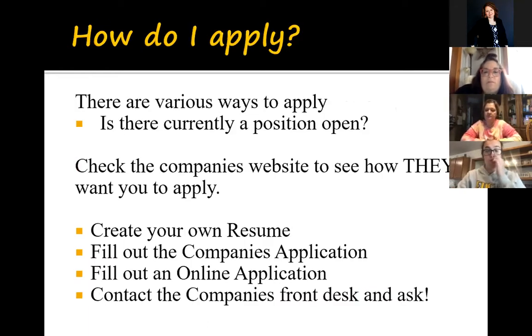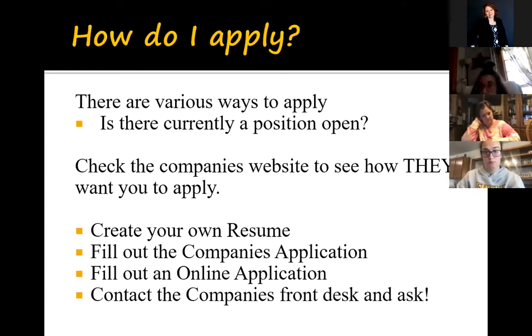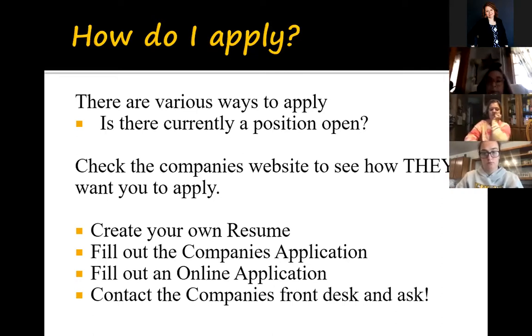So how do you apply? Again, I know this is a little bit basic, but is there currently a position open? Working in HR, the companies I've worked for, anybody will take your application. But we're really going to look at your application and your resume if we have something open because we have a need. So you're basically wanting to dig and see if there is a need for them to hire you. Check on their website on how they want you to apply.